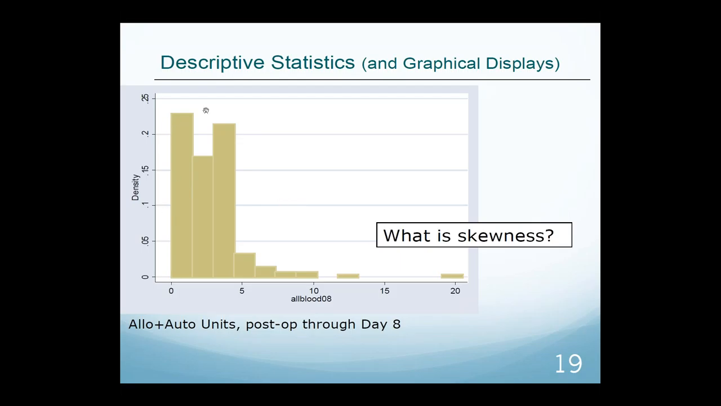As you can see, most of the observations, or most of the patients, were given less than 5 units of blood, right? But there are some patients who were given more than 10 units. The y-axis is the proportion of patients, but they are relatively lower than patients who were given less than 5 units, right?